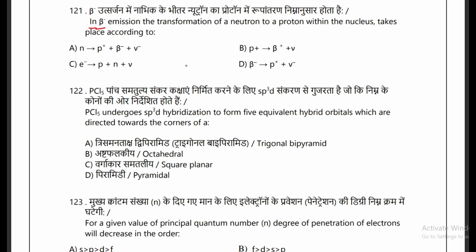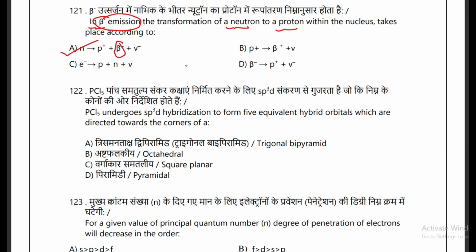In beta emission, the transformation of a neutron to proton within the nucleus takes place according to. So four options are given, and this is beta negative emission, and emission is beta negative only in A case. Okay, A option. So A option is your correct answer.